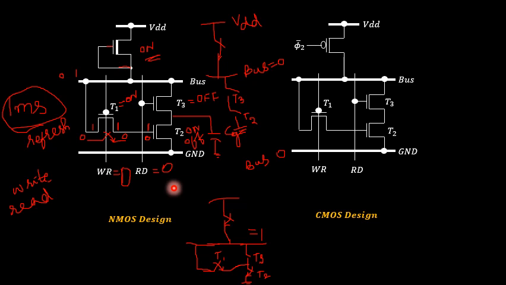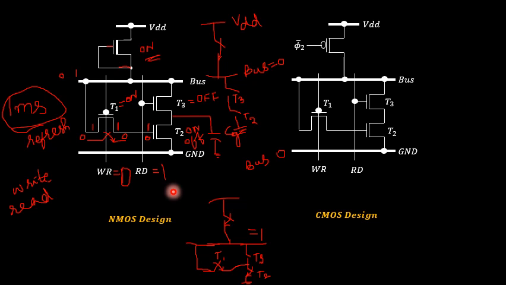Now let me explain how the read operation takes place. Read operation is different. So whatever the charge is stored in this capacitor, it has to be read back in this particular bus. So in order to perform the read operation, we are supposed to assert the read signal over here as logical 1 state. So when read operation is performed, obviously the write signal should take the value of logical 0 state. So read is equal to 1.